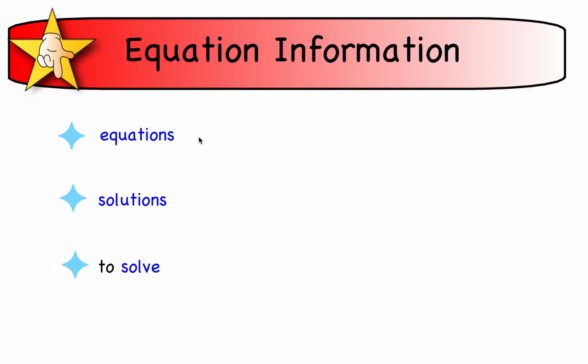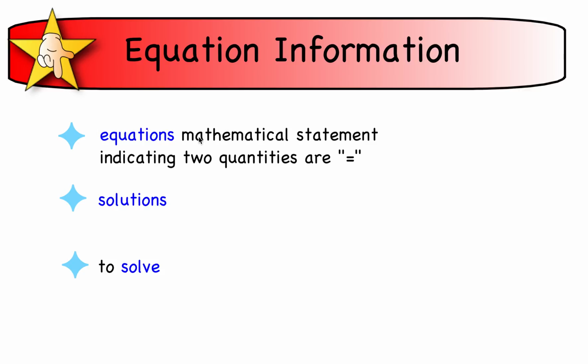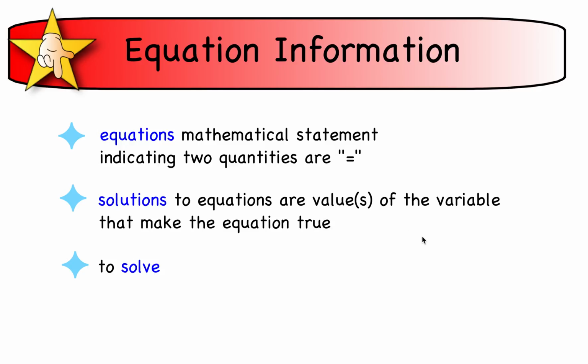Equations. Equations are mathematical statements that indicate that two quantities are equal. Once we put an equal sign into a mathematical expression, we call it an equation. Solutions to equations are values of a variable that make the equation true. So those are numbers that we can put in for the variable, or substitute for the variable, and they will result in a true statement for our equation.